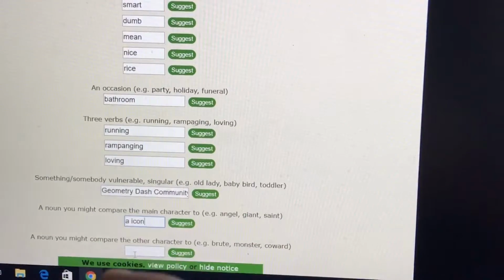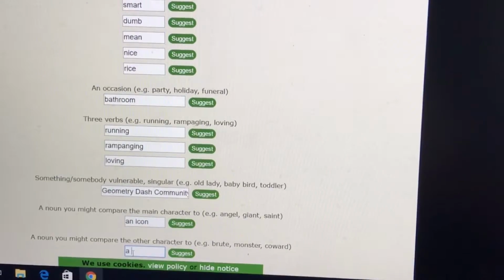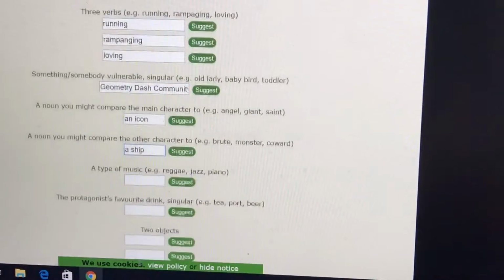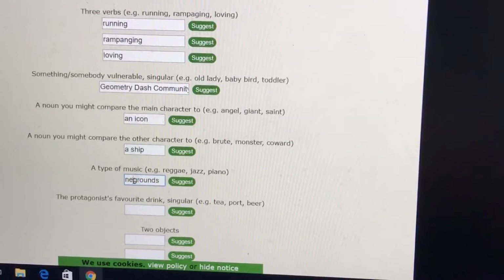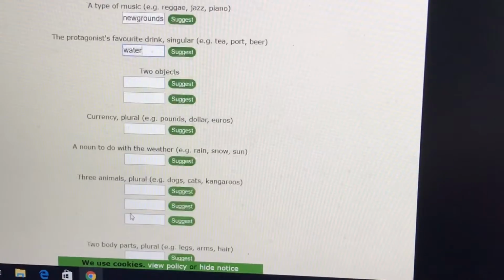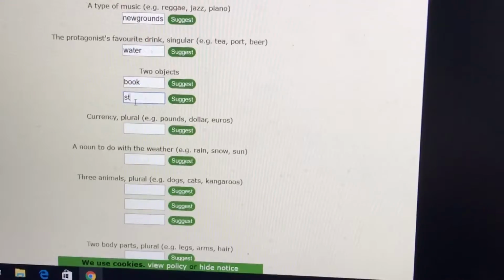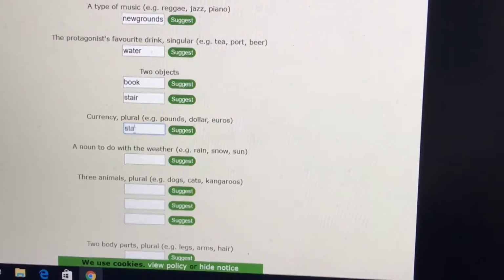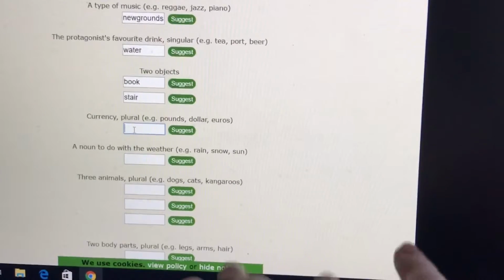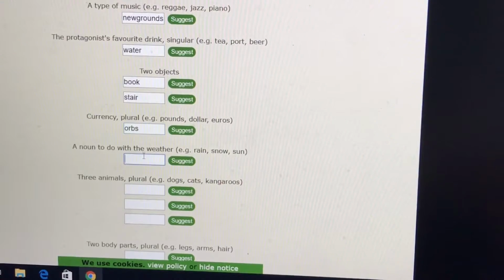Compare the main character to an icon. A ship, because that's Geometry Dash. Type of music: Newgrounds. You misspelled Newgrounds. Protagonist's favorite drink? Water. My favorite drink is actually water. It's just so refreshing. Two objects: book, stare. Those are good. Currency, plural: orbs, because that's the currency in Geometry Dash. Noun to do with the weather: hail.